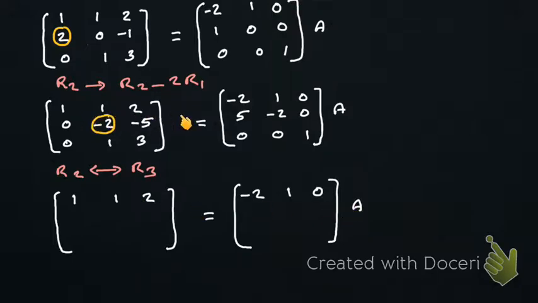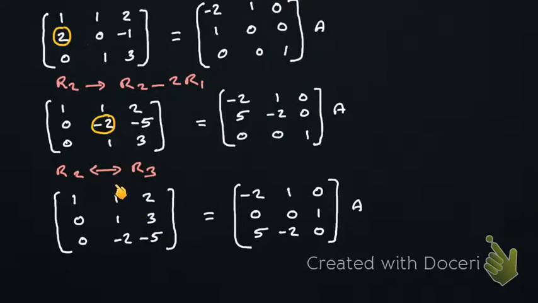So I'll copy 1, 1, 2, minus 2, 1, 0. The first row the same, and you are interchanging between R2 and R3. You take the second row and put it in the third row's position. Third row 0, 1, 3, 0, 0, 1 goes to the second row, and the second row will go to the third row's position.